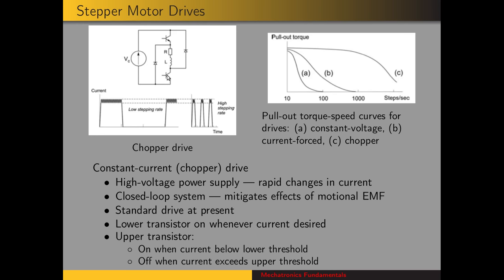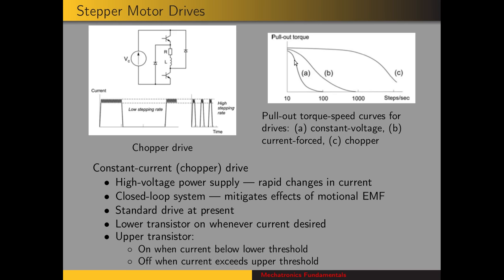The lower transistor is on whenever current through the winding is desired. And then the upper transistor is on when the current is below this hysteresis threshold. So when it's below our lower threshold, this upper transistor is on. And then whenever the current exceeds the upper threshold, then this transistor is off, and the current just goes through the flyback diode and dissipates in the windings. And then when it drops below the threshold again, then this transistor turns on. And so we get the current values that are shown here in this figure.